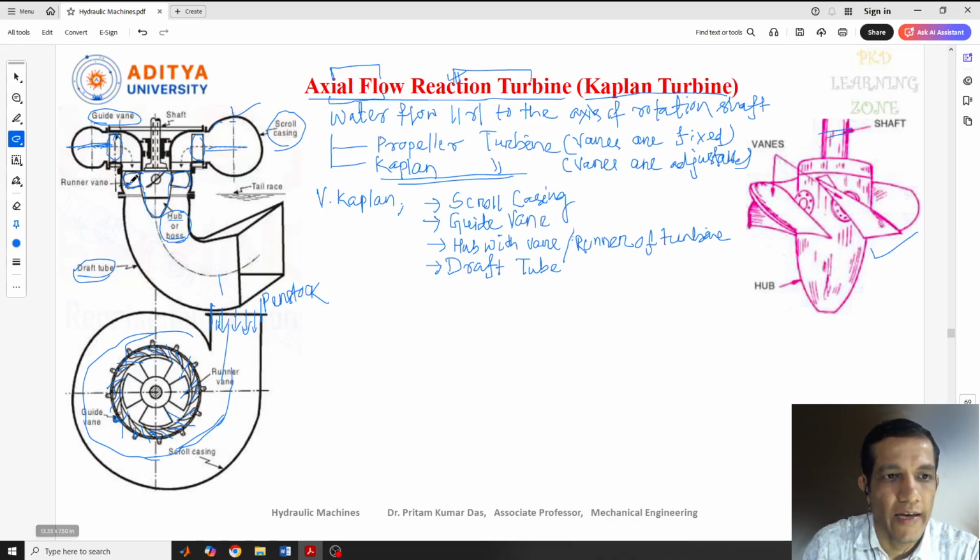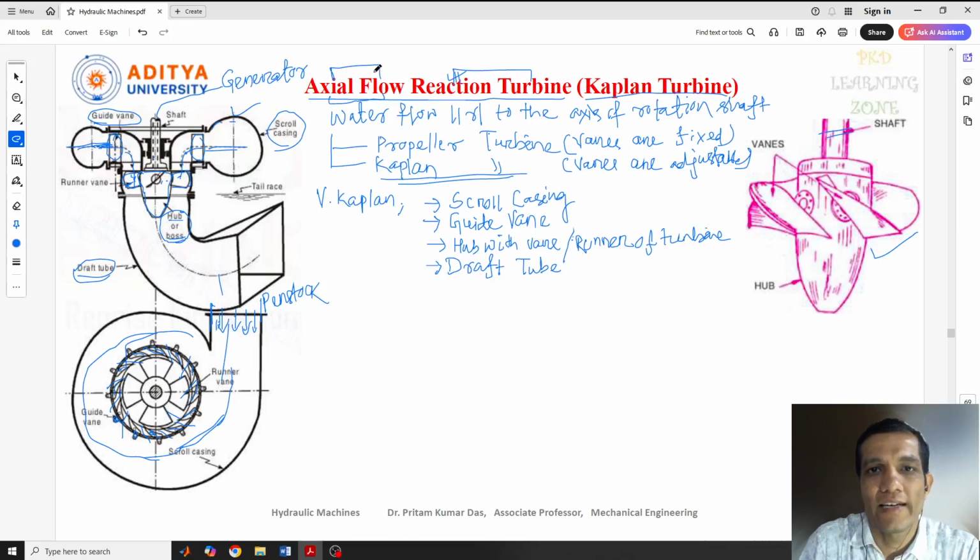As I showed you here, again at this point, the water comes through the guide vanes and goes inside. After coming inside, it is going to strike the vane which is available at the boss or hub. Then the vane starts rotating. Once it starts rotating, the hub also starts rotating, and the hub is connected to the shaft. So the shaft also starts rotating, and the shaft is connected to the generator. At this generator point, we can produce electricity. So this is the procedure.